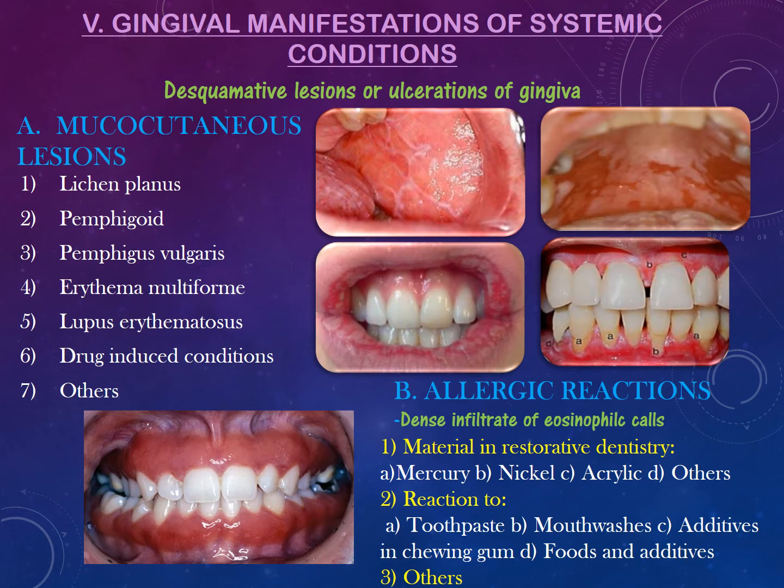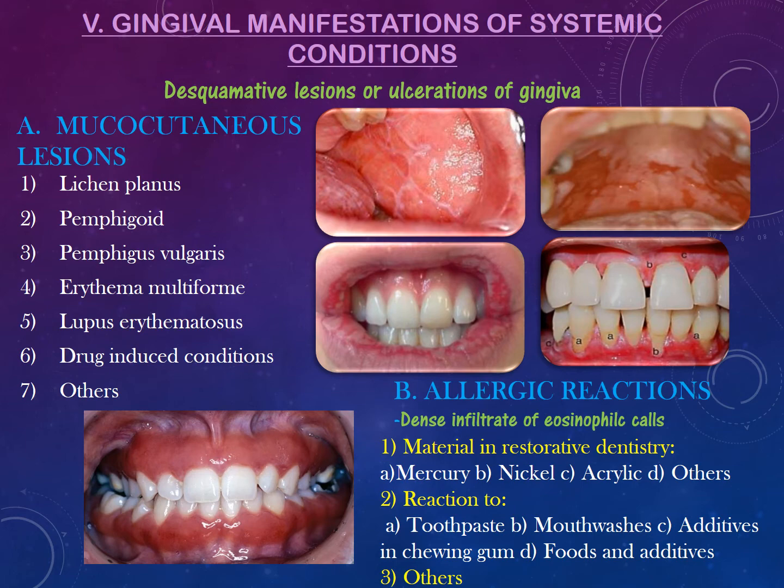In mucocutaneous lesions, you can see sloughing of gingival tissues which leaves painful ulcerations, and autoimmune antibodies are directed at the basement membrane and cleave it from the underlying connective tissue. These mucocutaneous lesions include lichen planus, pemphigoid, pemphigus vulgaris, erythema multiforme, lupus erythematosus, and drug-induced conditions.